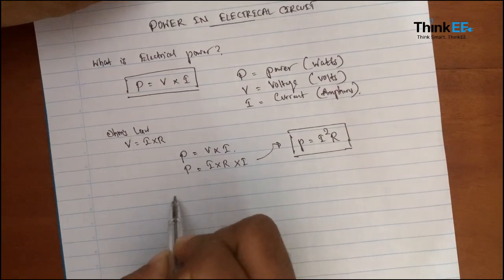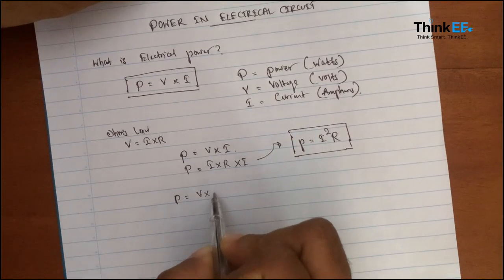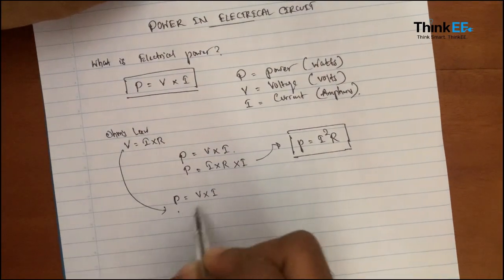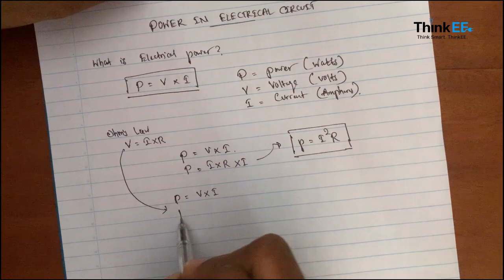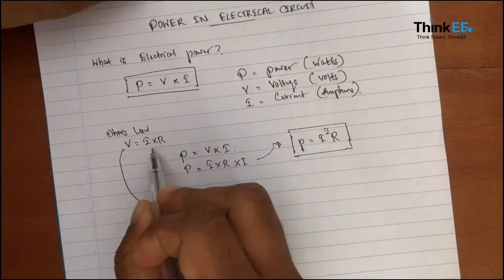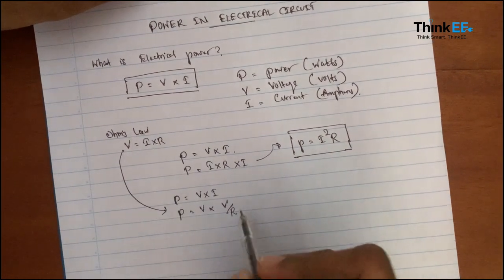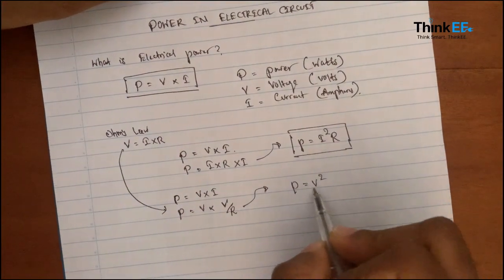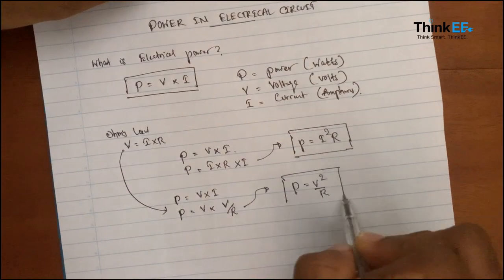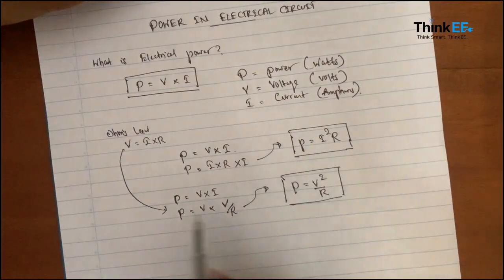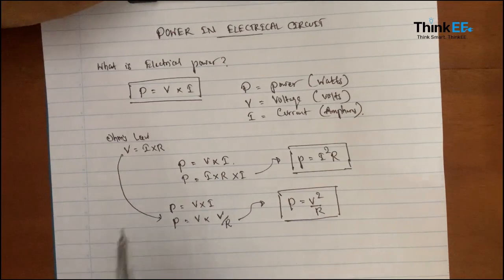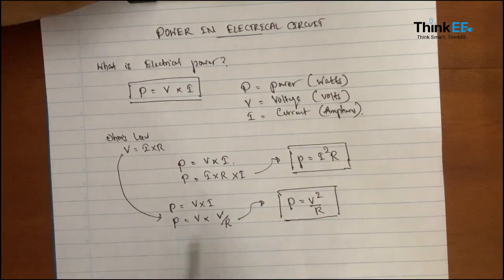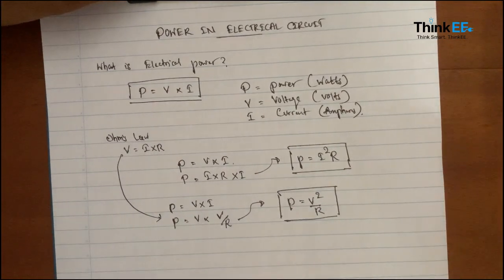And the other equation for the P equal V into I, from the Ohm's law, we can substitute I. P equal V into I means V divided by R. From that, we can get the equation as P equal V squared over R. This is our third equation. I think you got idea about the three basic equations to how to calculate electrical power in circuit.